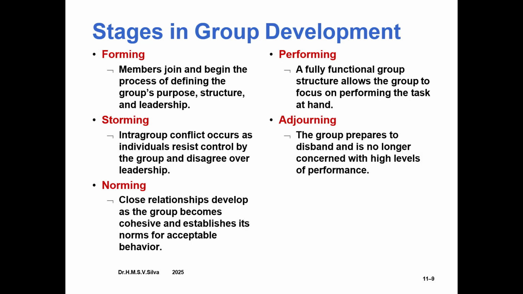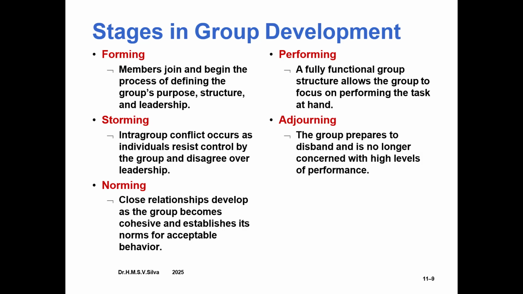The third one is the norming stage. Norming stage means close relations. Once they realize that conflicts will hinder their performance, they try to enter into norms, a kind of rules and regulations, to complete their task. So they try to base themselves on norms. Close relationships develop as the group becomes cohesive and establishes its norms for acceptable behavior. Then performing. A fully functional group structure allows the group to focus on performing the task.